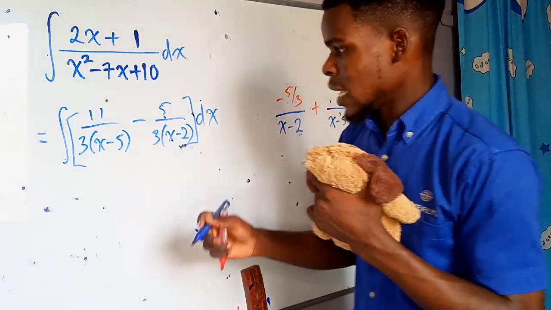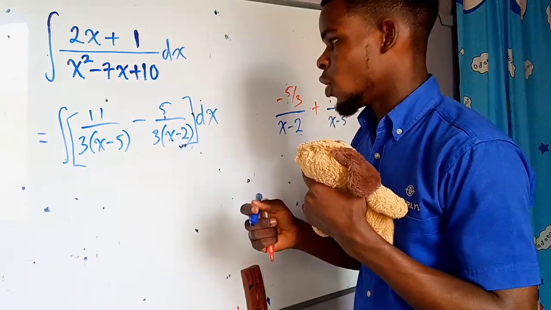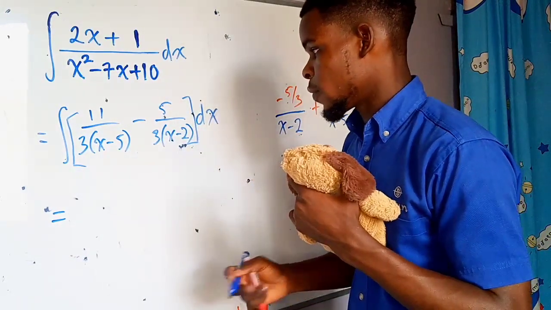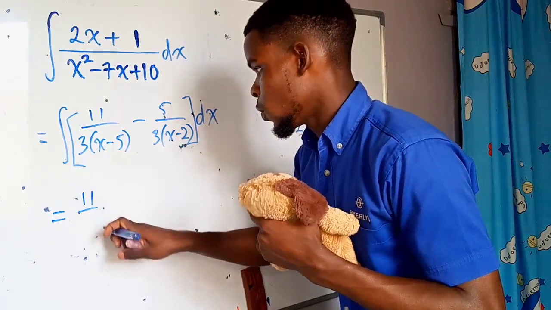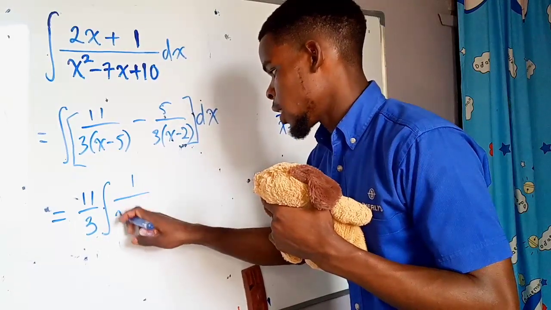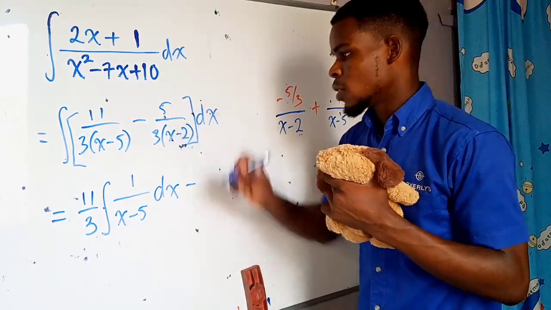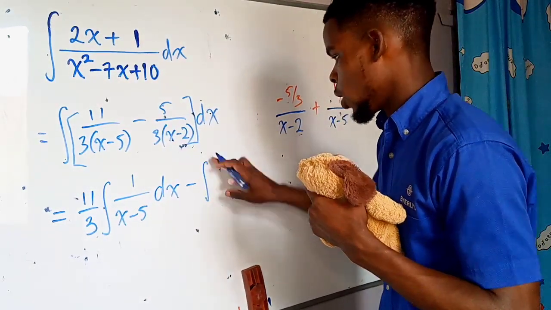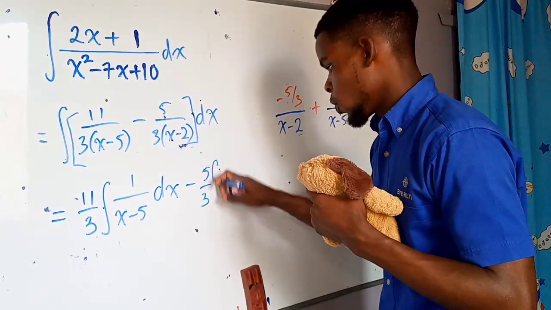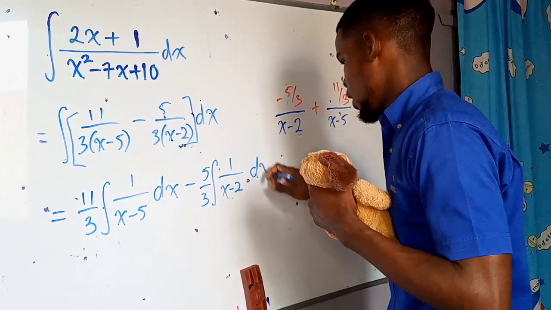Now you can see we can take out 1/3. When we factor out 1/3, or if we like, we can split the integral, because the integral of the difference is the difference of the integrals. We're going to have 11/3 times the integral of 1/(x − 5) dx. And then we subtract the integral of this from that. Let me put the constants out front. So we're going to have 1/(x − 2), and then dx.